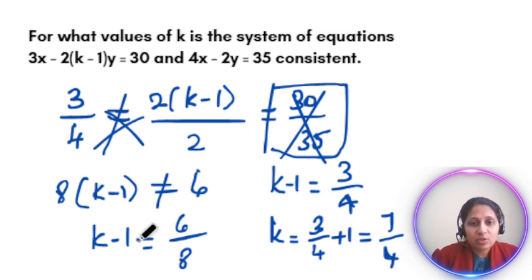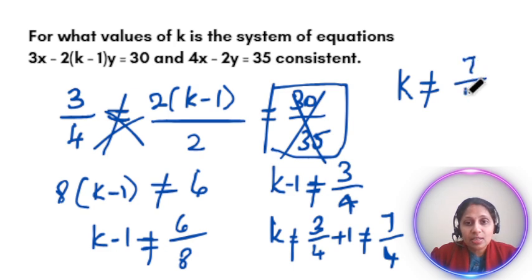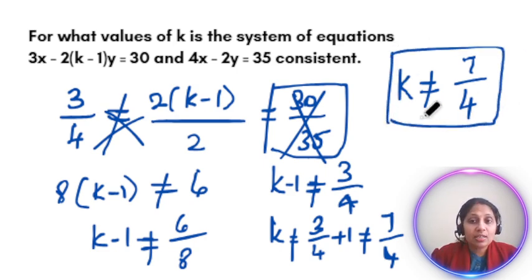Sorry, it should not be equal to 7 by 4. So the given system of equations is consistent for all the values of k except k equals 7 by 4, which means k should not be equal to 7 by 4. Okay, I hope you're clear with this.